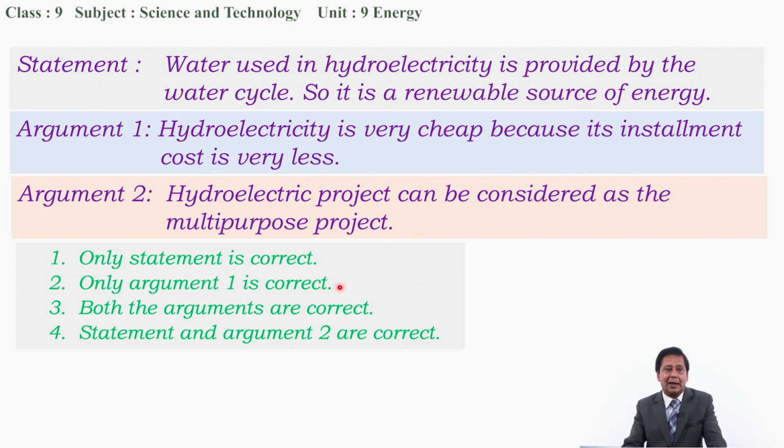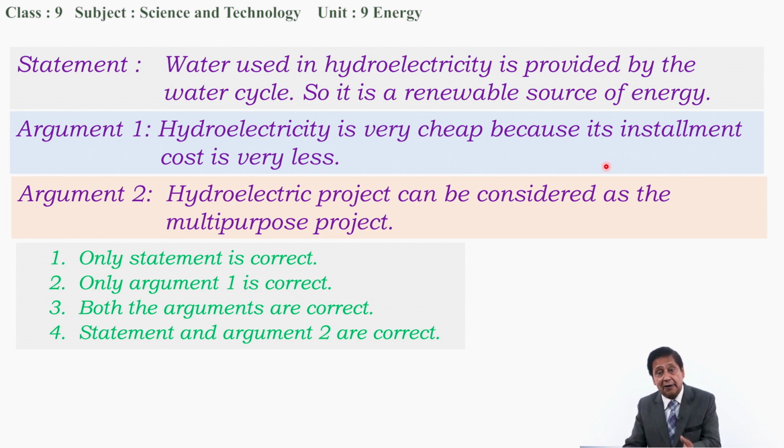Only argument 1 is correct. Hydroelectricity is very cheap because its installment cost is very less. Hydroelectricity is very cheap, yes, but installment cost is very less. This is not correct because installment cost for hydroelectricity is actually making of dam. It takes huge cost for making a dam. The dam is of few square kilometer area.